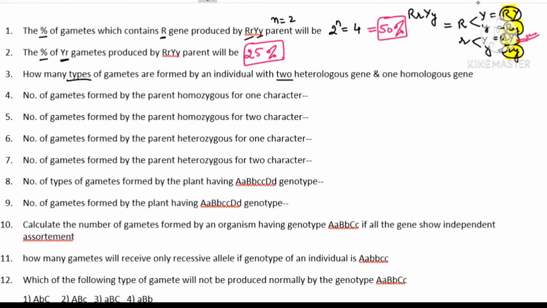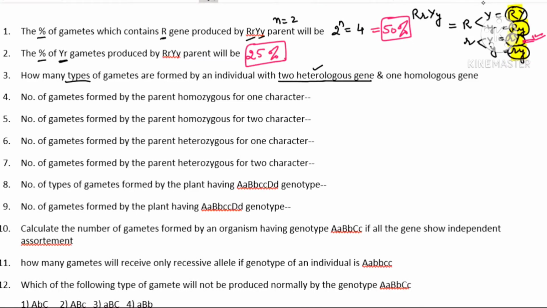Now, third question: how many types of gametes will be formed if the individual is heterozygous for 2 genes and homozygous for 1 gene? So we will not give importance to homozygous. We will just see how many heterozygous. If there are 2 heterozygous, again you have to apply the simple formula: 2 raised to power 2, and your answer will be 4 types of gametes. Is it clear?